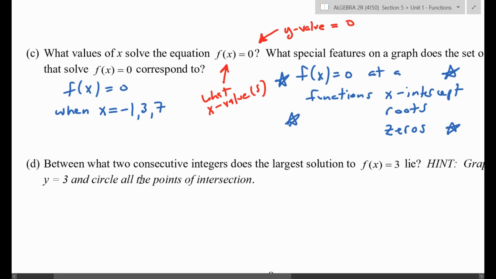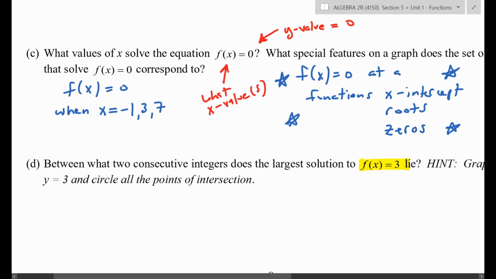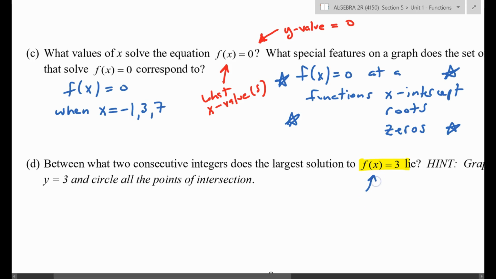Between what two integers does the largest solution of f of x equals 3? This is where if you listen in class, guys, and you pick up on the little hints and tricks that I do, things become so much easier. Because if the last question made sense, this question will make sense as well. What do I want to do here? I want to know what x values give me a y value of 3.